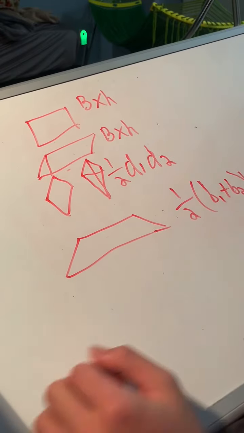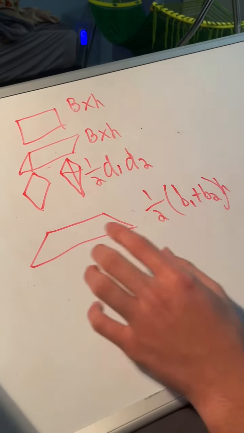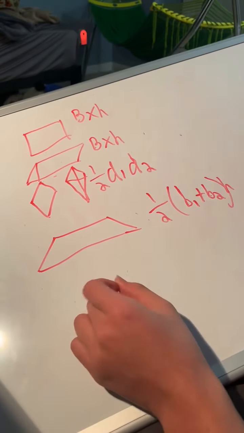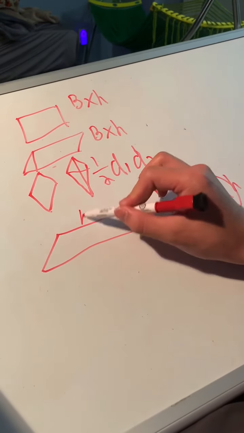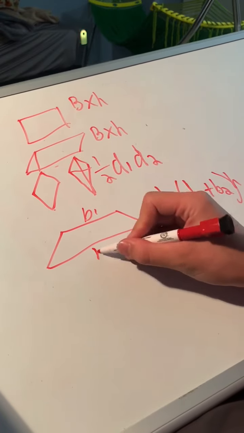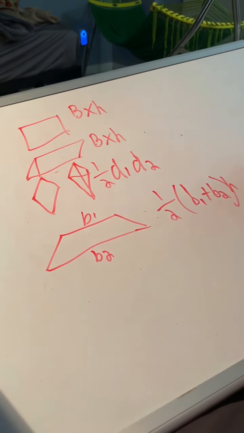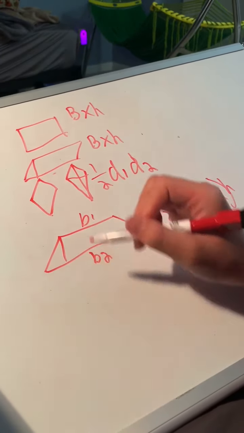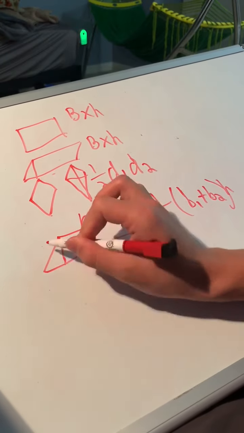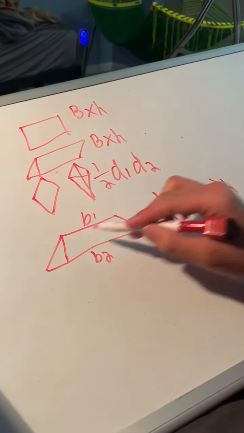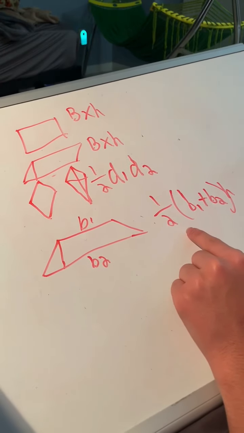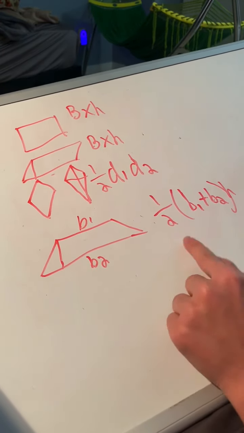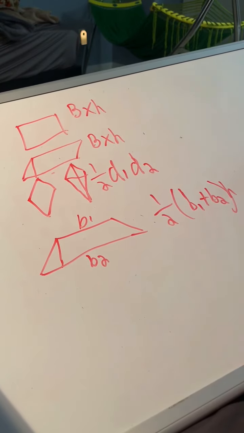And then we got the trapezoid. So the trapezoid is a little bit different. It's base 1 plus base 2, the bottom is base 2, times the height. Remember, not the diagonal, just the line perpendicular to the base. Divided by 2, or times 1/2. So 1/2 base 1 plus base 2 times height.